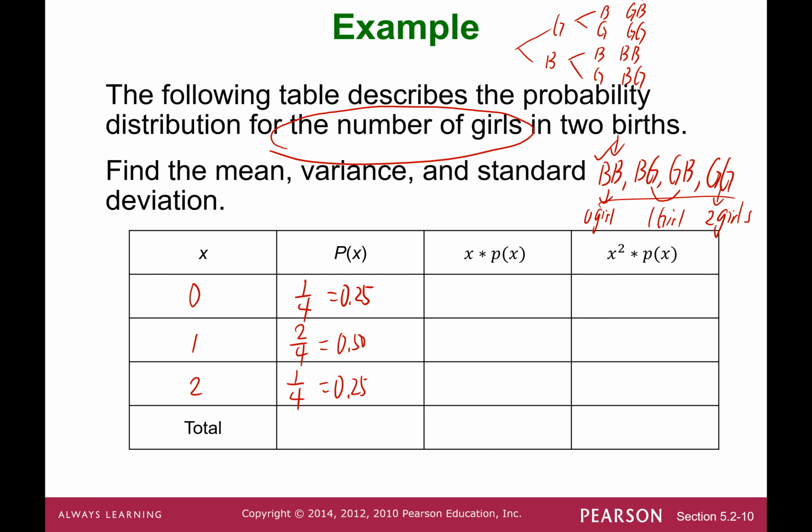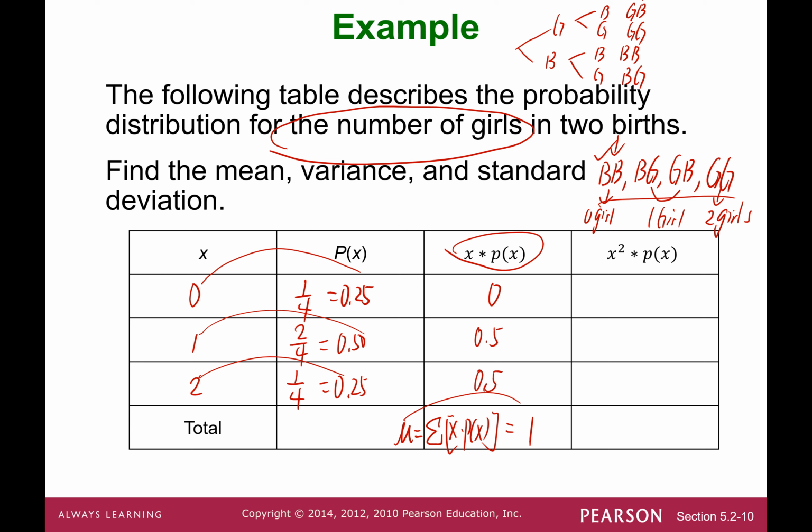Now in order to find the mean, we need to create this column, x times p of x. So you multiply x by p of x. You get 0 here. 1 times 0.5 is 0.5. 2 times 0.25 is 0.5. If you sum that up, the mean equals the summation of x times p of x. So if you sum these up, you get 1. So the mean is equal to 1.